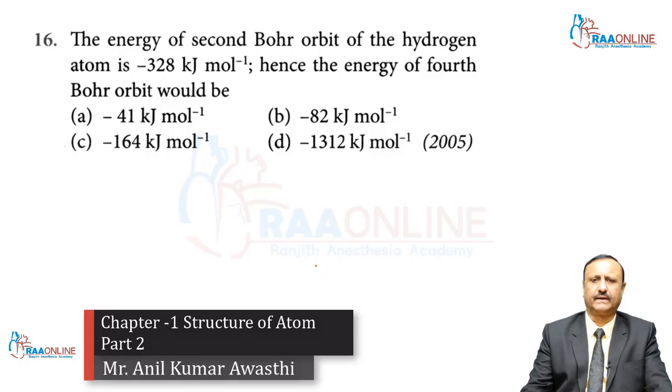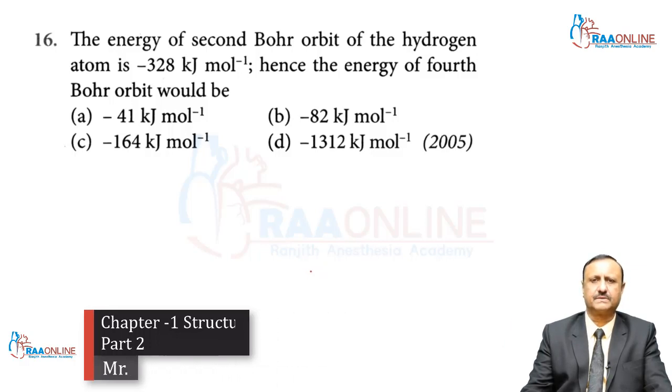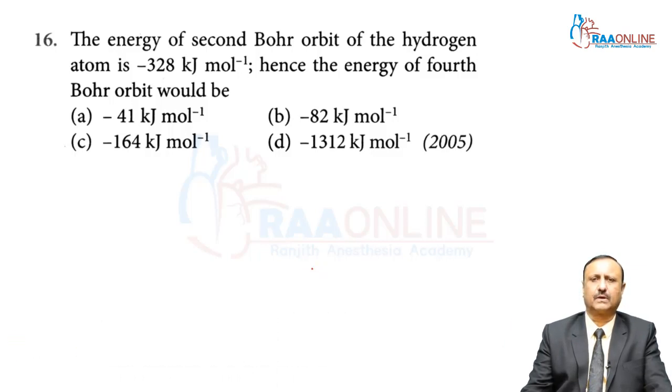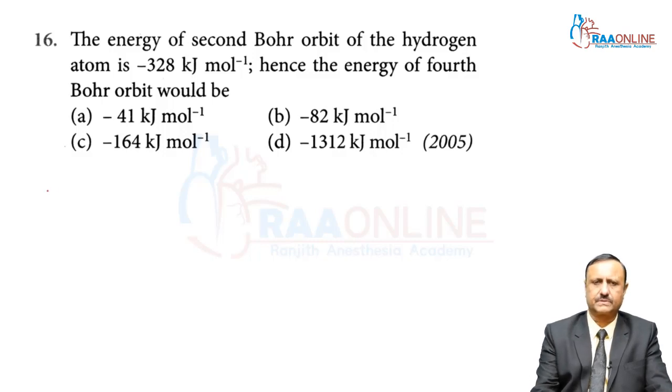Now my dear students, we can see question number 16 in Structure of Atom. The energy of a second Bohr orbit of the hydrogen atom is minus 328 kilojoule per mole. Hence the energy of the fourth Bohr orbit would be... First of all, you can write the formula to get the energy of an electron in different shells.